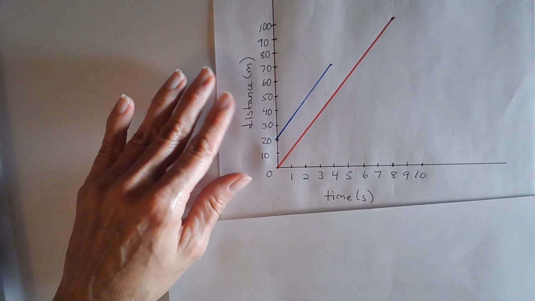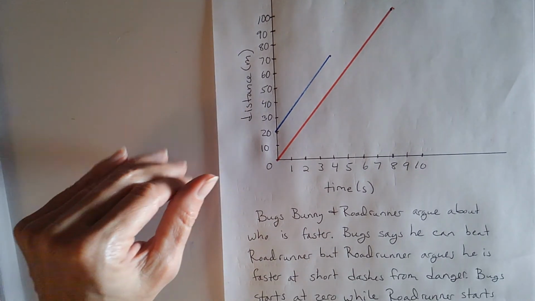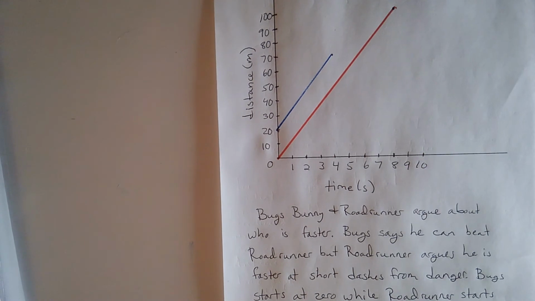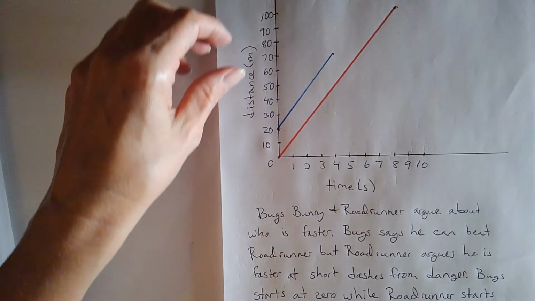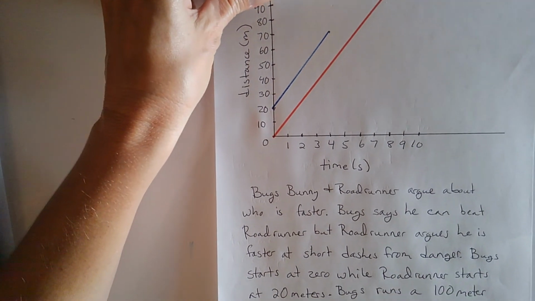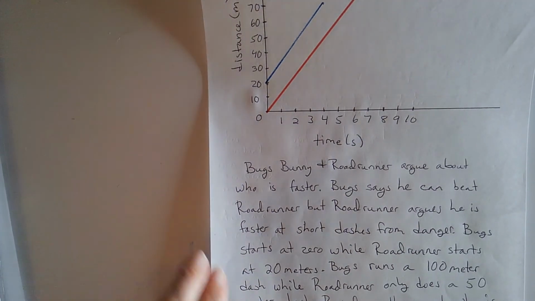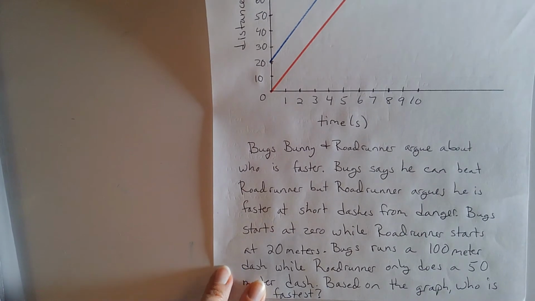And lo and behold, it's a cartoon situation. Bugs Bunny and Roadrunner are arguing about who is faster. Bugs says he can beat Roadrunner, but Roadrunner argues he is faster at short dashes from danger. Bugs starts at 0, while Roadrunner starts at 20 meters. Bugs runs a 100-meter dash, while Roadrunner only does a 50-meter dash. Based on the graph, who is the fastest?